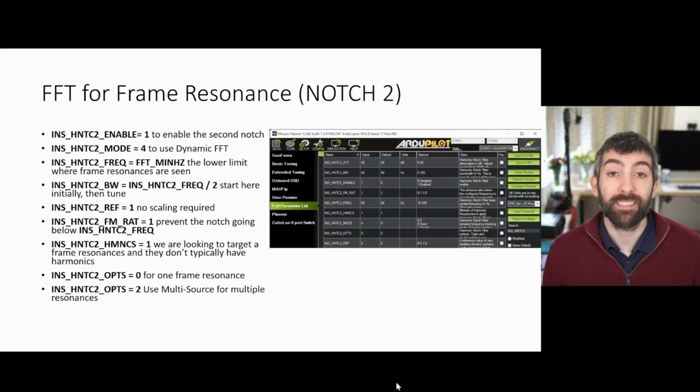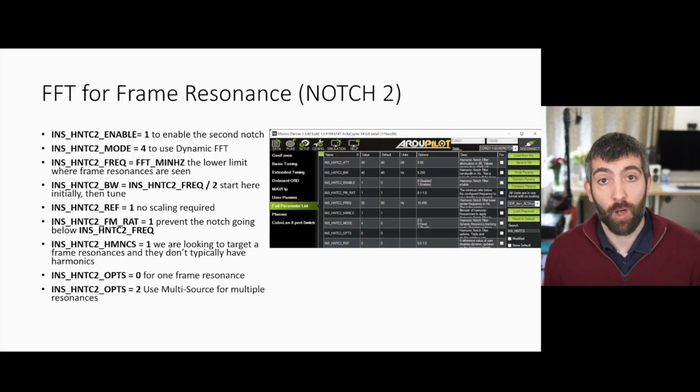Now that we've enabled and set up the FFT engine, it's time to enable the second bank of harmonic notch filters to target the frame resonance. And to be clear, you only want to do this if you have seen a frame resonance in the log that you need to target. That will be a strong peak of noise that is not a multiple of the motor RPM frequency. If you've got one of those, then you can use the second bank of harmonic notches to target it. If you don't have one, then don't enable the notches, because adding more notches only increases filter delay and that will hurt flight performance.